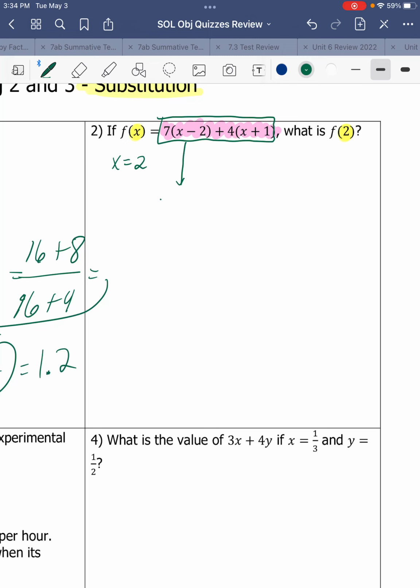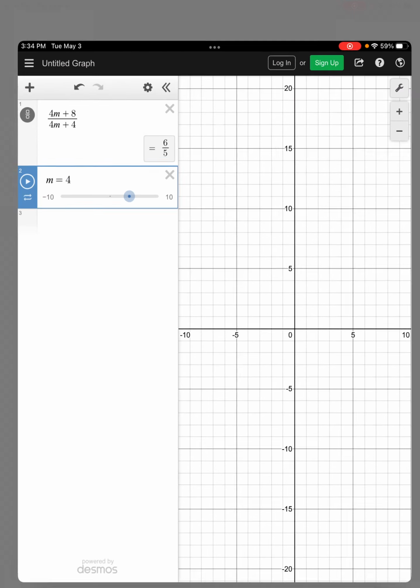So instead of x, I'm going to write a different letter. Let's just go a. Anytime I'm not looking at the coordinate plane at all, we are going to change the x's to a's or m's or n's, just not x and y, because we're not looking at the actual graph. And we're going to have a equal 2 instead of x equals 2. So let's put that into Desmos.